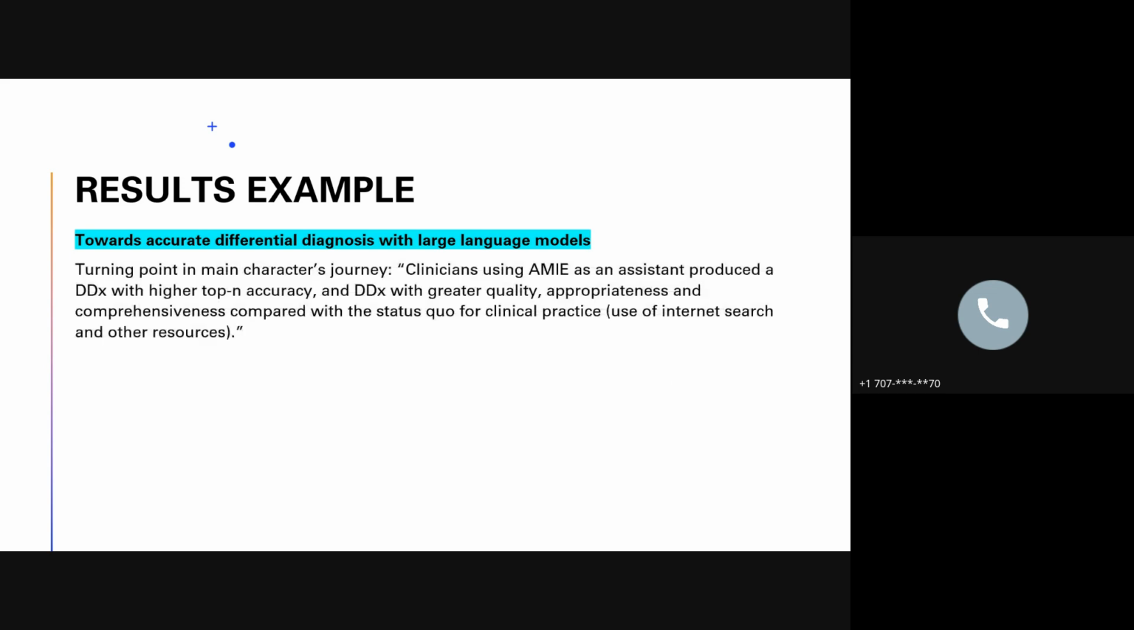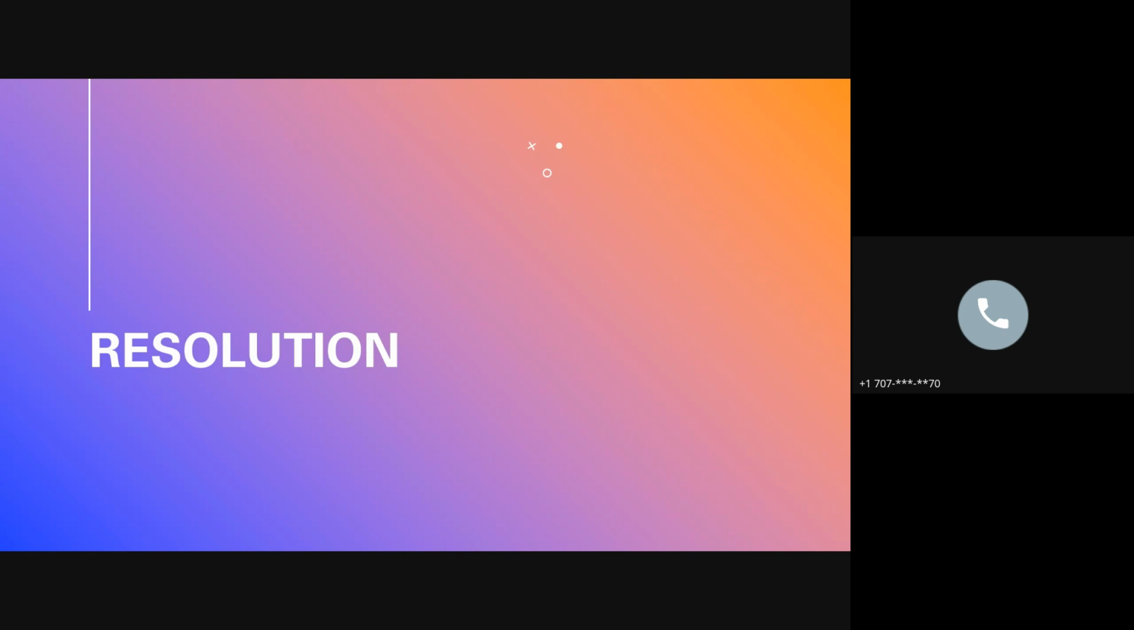And with the large language model one, the turning point is that clinicians using Amy as an assistant produced differential diagnoses with higher top-N accuracy, and differential diagnoses with greater quality, appropriateness, and comprehensiveness, compared with the status quo for clinical practice. And we resolved a bit of our research question: Amy is supportive in the differential diagnostic process. So now we have come over the apex of our triangle and we're coming down the other side.